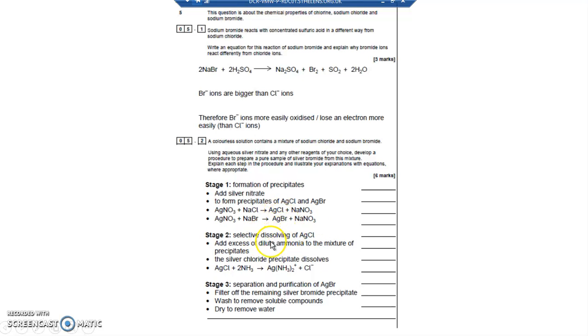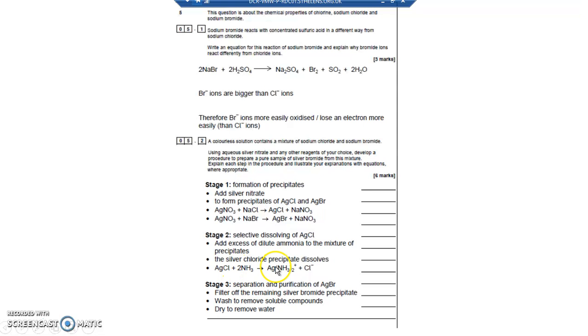So what you can do is add dilute ammonia. Dilute ammonia will dissolve the silver chloride, AgCl, but it won't dissolve silver bromide. To dissolve silver bromide, you need to use concentrated ammonia. So dilute ammonia is going to dissolve the silver chloride. You can actually write an equation for that as well. AgCl plus 2NH3 makes Ag(NH3)2+ plus Cl-, so you need two NH3s.